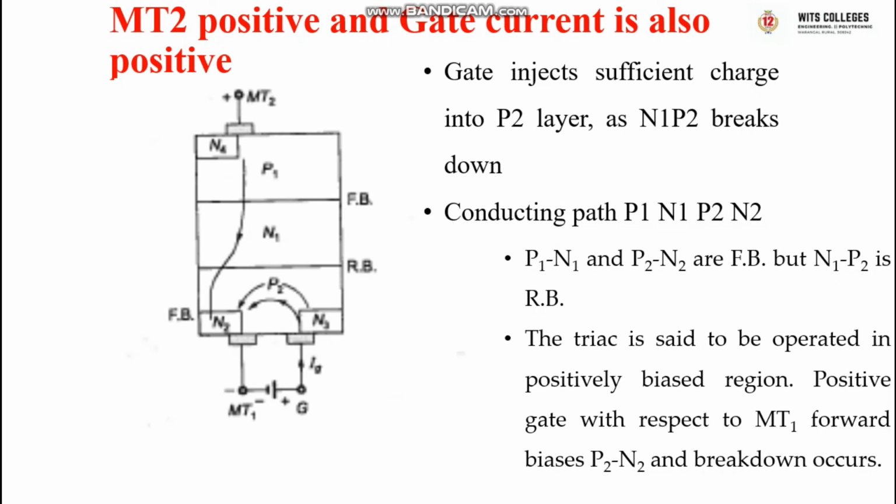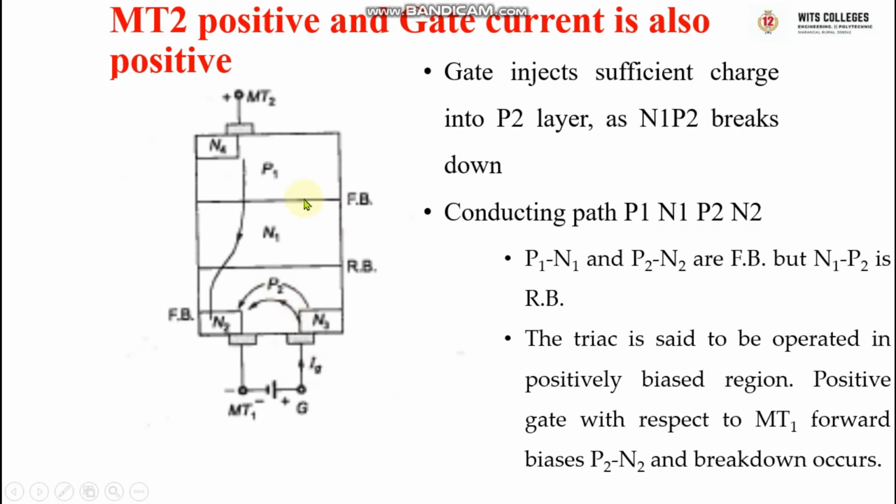Now we will observe the modes of operation. So first one, MT2 is positive and gate current is also positive. Gate current IG is injected in this portion. The gate injects sufficient charge into the P2 layer. Gate current is applied to the P2.